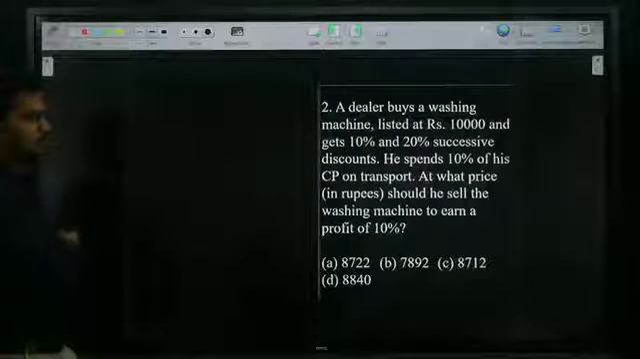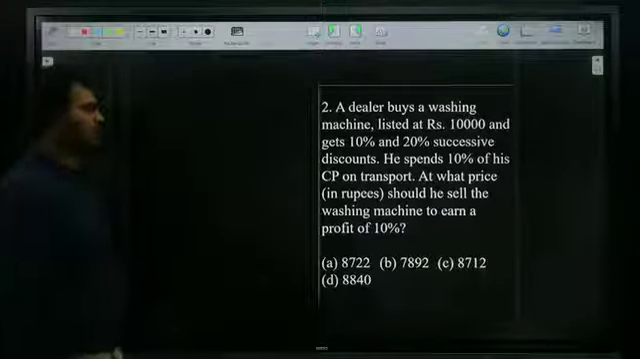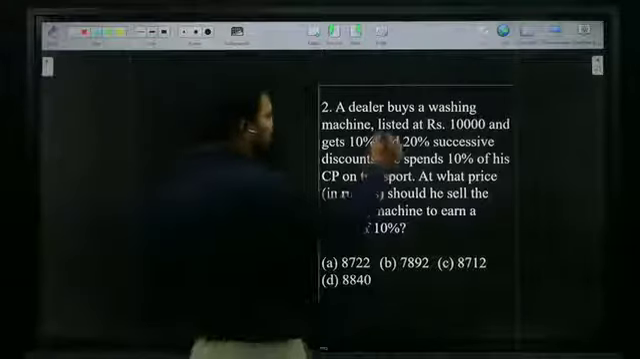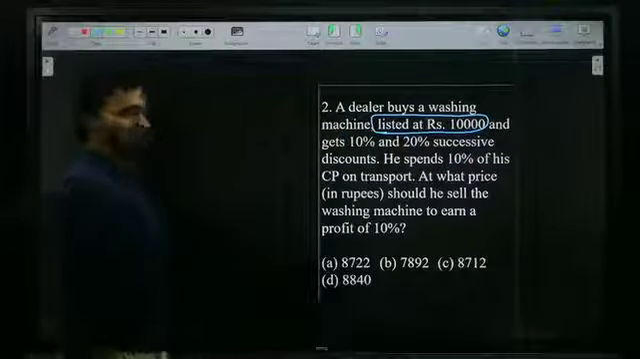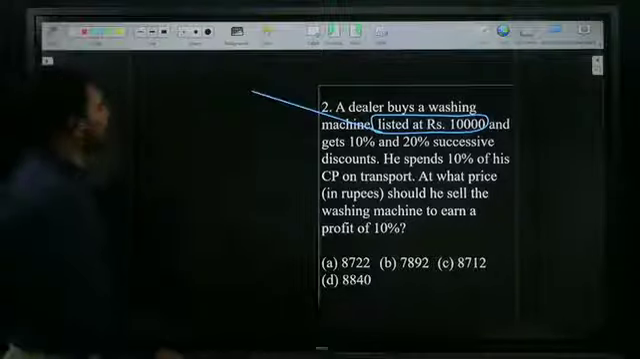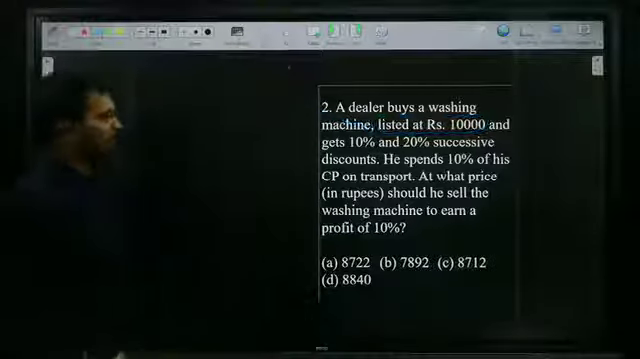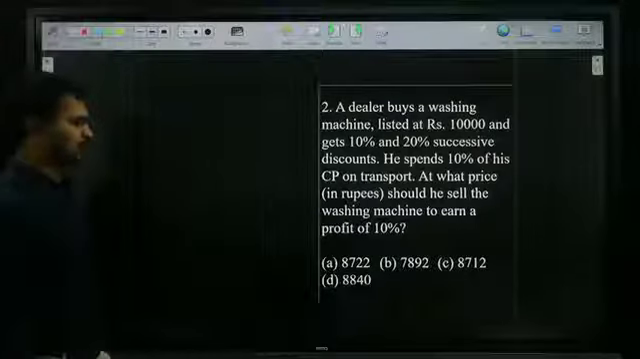Just read the next question. A dealer buys a washing machine listed at 10,000. I already told you, list price is nothing but MP. So list price is 10,000, and he gets 10% and 20% successive discounts.